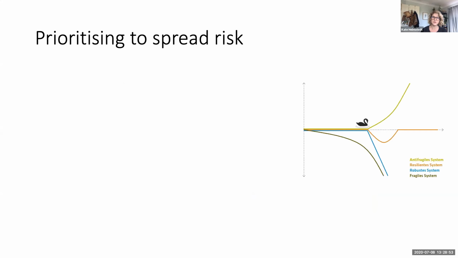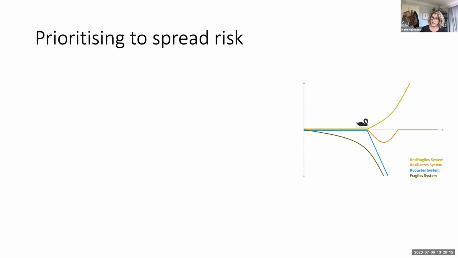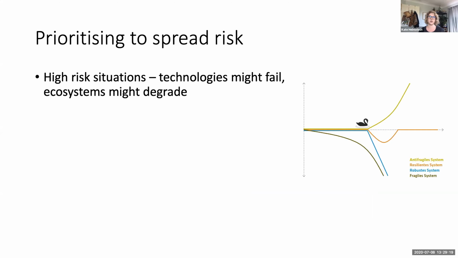And so my question is, how should we be thinking about it if, instead of prioritizing spatially or prioritizing protected areas, we're prioritizing between these different technologies? We need to make choices now in this world where we don't really know how these technologies are going to turn out. We're flying a little bit blind here. And so we're going to lean on the idea of prioritizing to spread risk because we have so much uncertainty. The Great Barrier Reef is a high risk situation. The technologies might fail and the ecosystems might degrade.